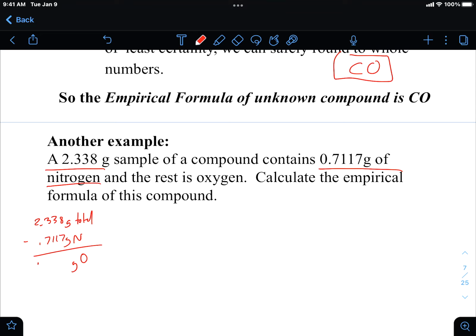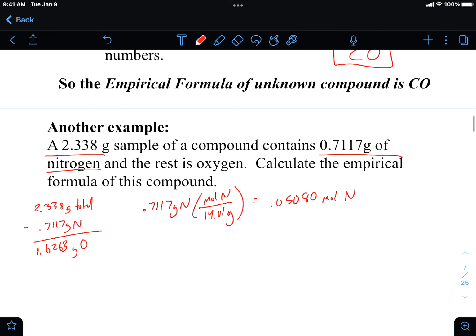Okay, so 1.6263 grams of oxygen. All right, I have my mass of both elements now. So convert to moles. 0.7117 grams of nitrogen. A mole of nitrogen is 14.01 grams. That gives 0.05080.